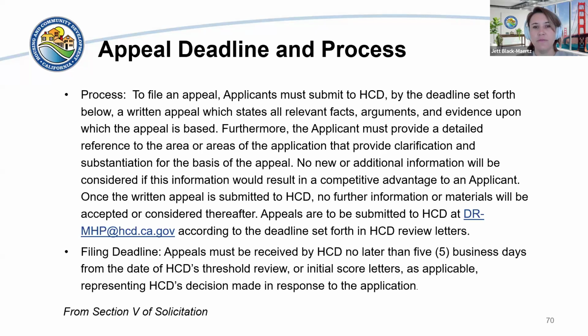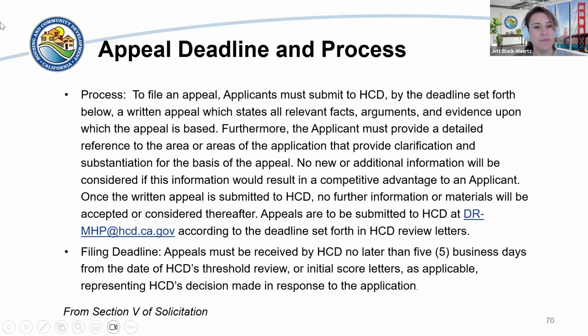No new or additional information will be considered if this information would result in a competitive advantage to an applicant. Once the written appeal is submitted to HCD, no further information or material will be accepted or considered thereafter. Appeals are to be submitted to HCD at dr-mhp@hcd.ca.gov, according to the deadline.